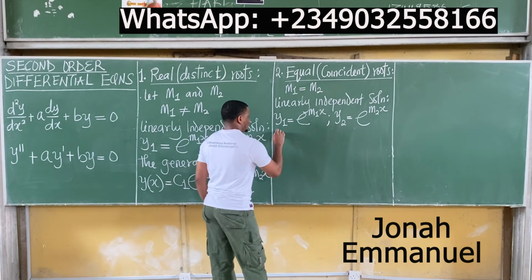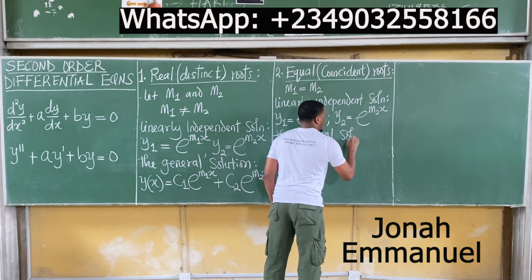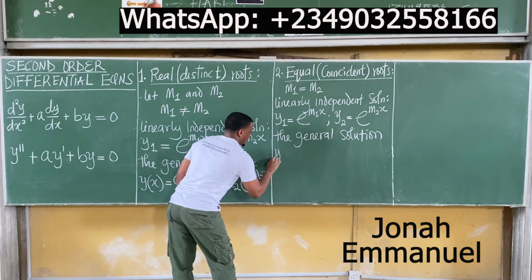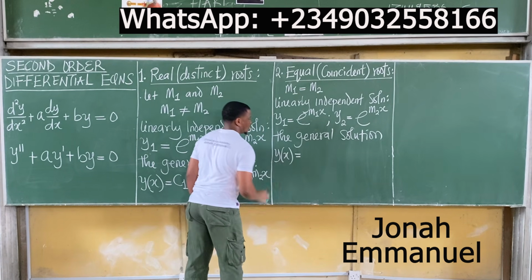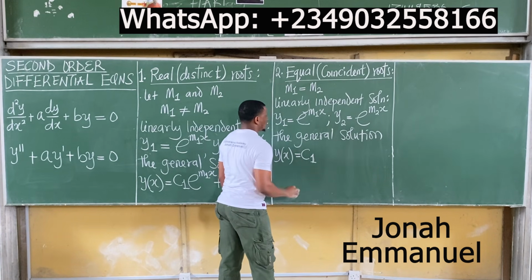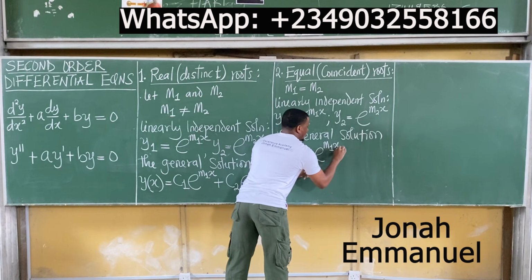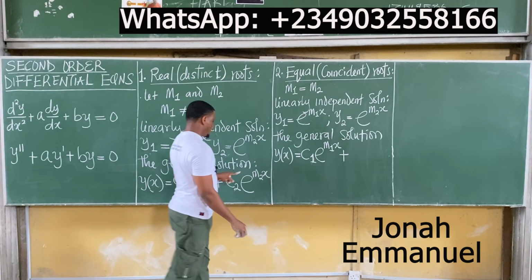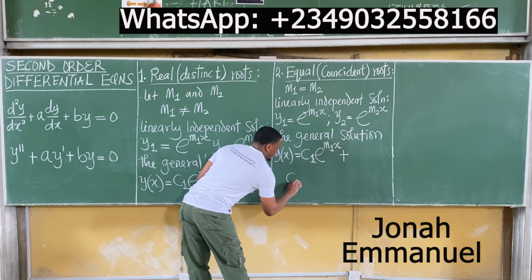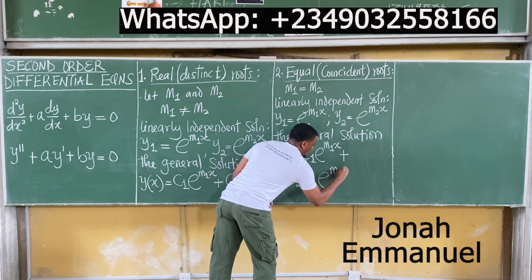The general solution will be given by y of x equal to c1 y1, which is exponential m1x, plus c2. Now here in the coincidental root case, it would be plus c2 times x times exponential m2x.